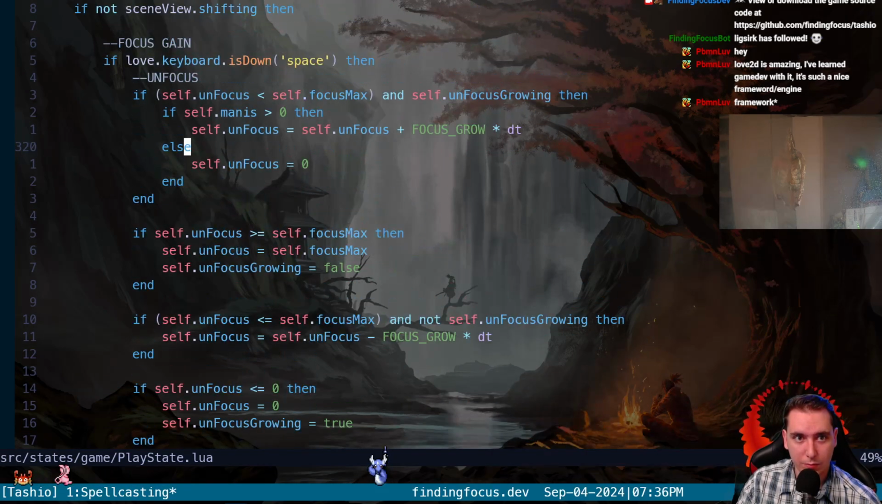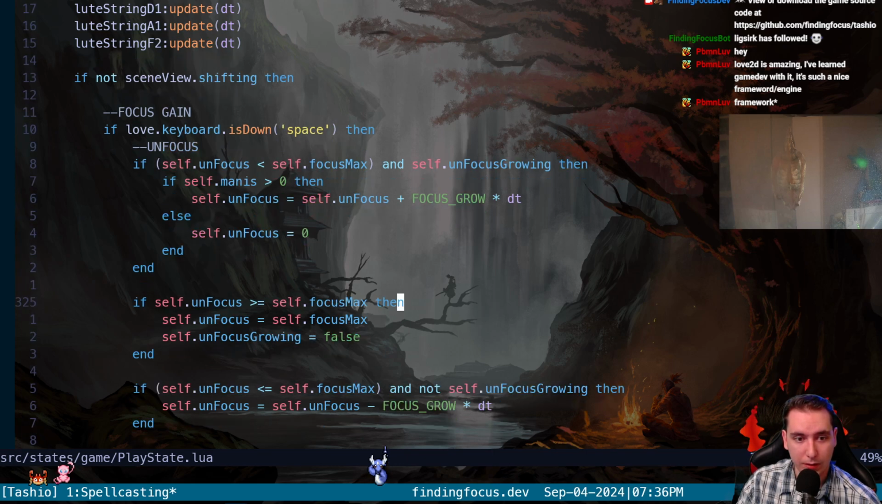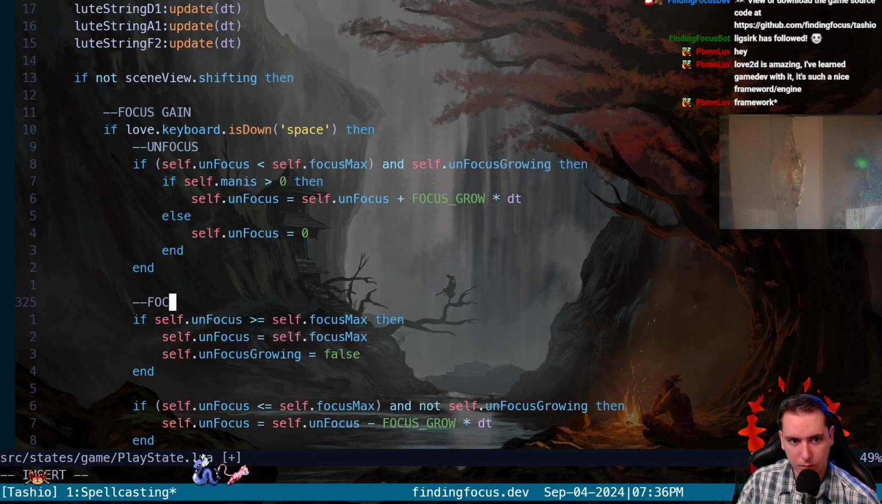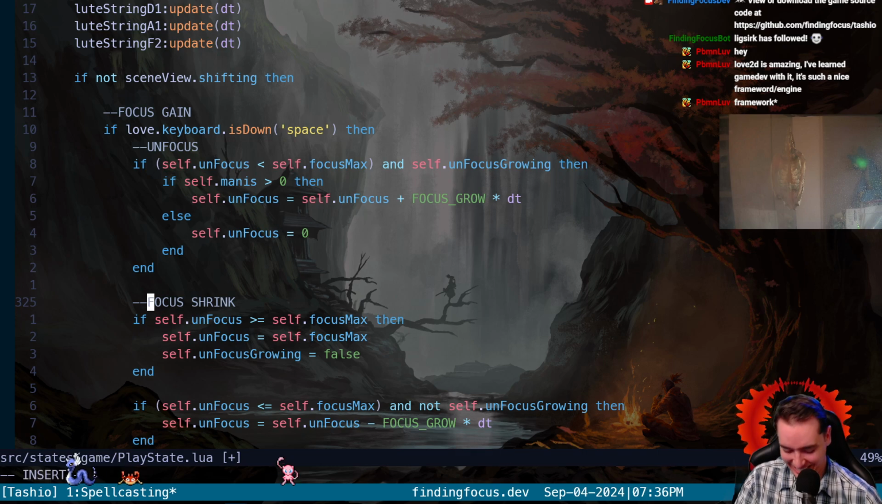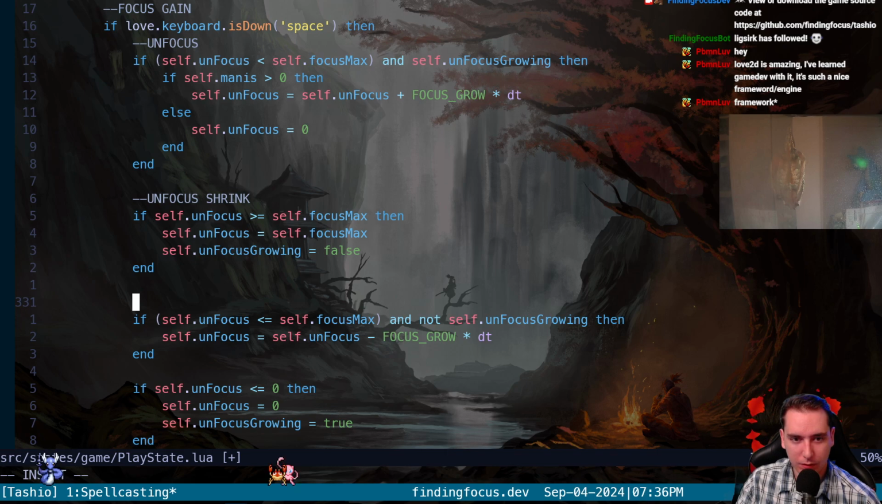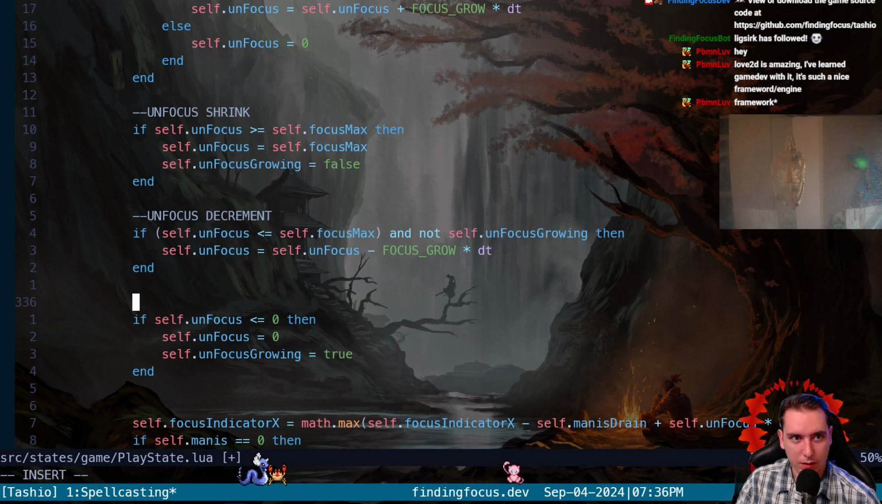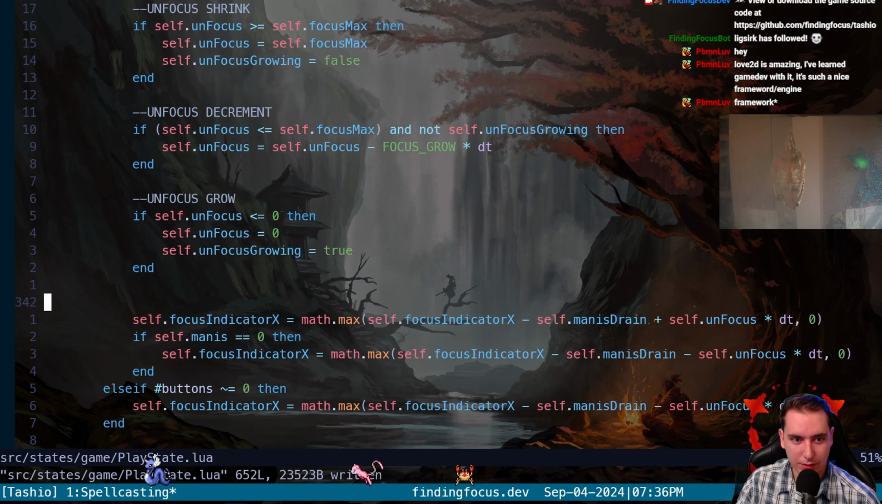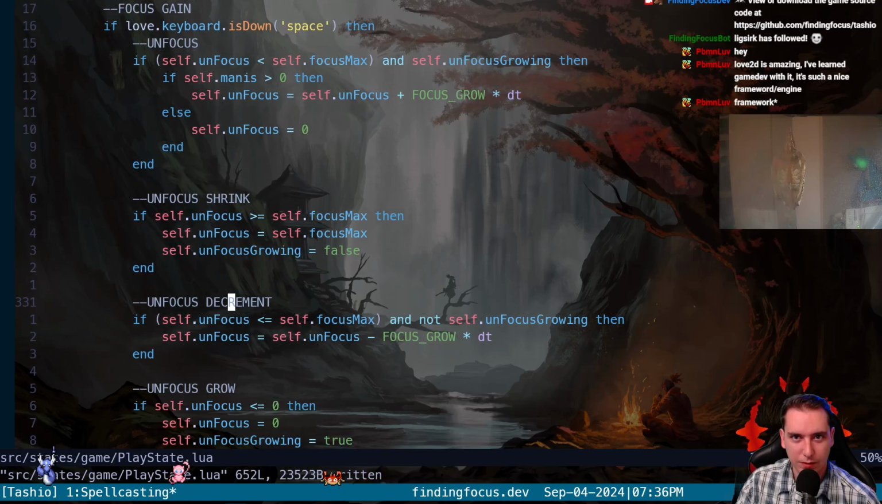Yeah, let's leave ourselves some notes here just so I can wrap my head around this. So this is the, it's so stupid, unfocus shrink. This is the unfocused decrement. This is the unfocused grow. This is so bad. Open to better naming than unfocus. It's just that everything was focus. Focus indicator, focus max, focus growing.